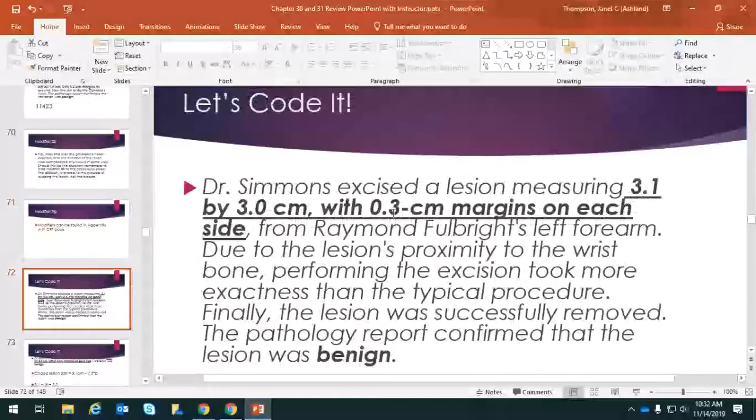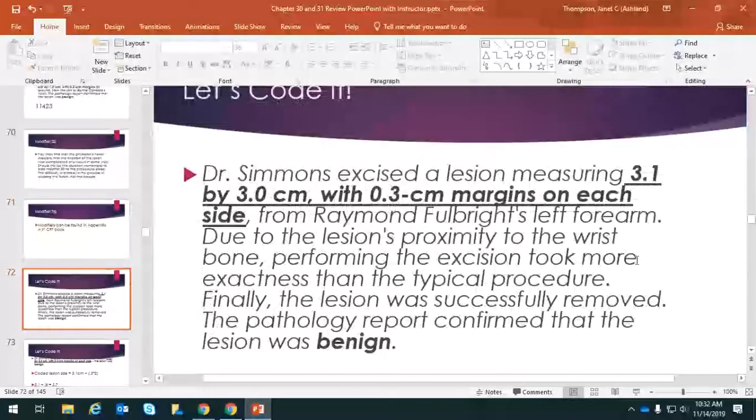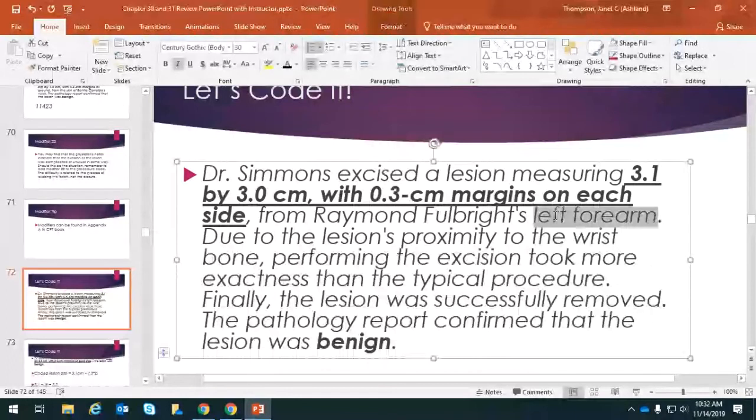All right, let's look at another case study. Dr. Simmons excised a lesion measuring 3.1 by 3 centimeters with 0.3 margins. It was from his left forearm. Due to the lesion's proximity to the wrist and bone, it took more time and more exactness than a typical procedure. So this is hinting at the modifier 22. That's why we're covering it. And pathology confirmed that the lesion was benign.